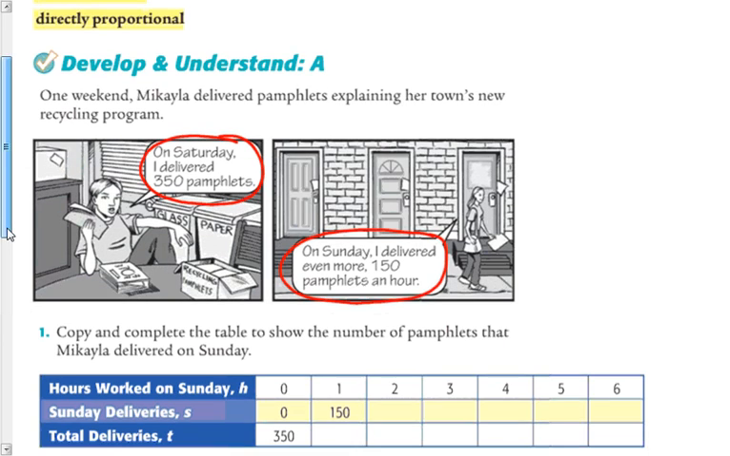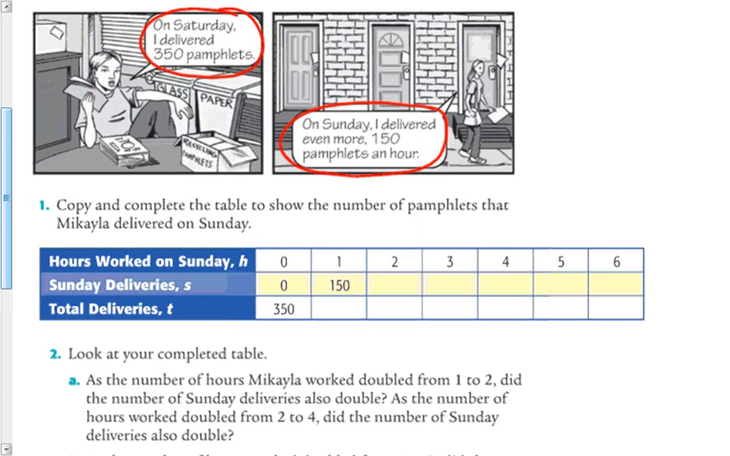So to complete this table, for Sunday, the day she just delivered 150 pamphlets an hour. So if we're talking about Sunday only, she started that day with 0 delivered on Sunday. And then every hour there's 150 more delivered, so I'm just going to keep adding 150. Or I can multiply the number of hours by 150. 4 times 150 is 600. 5 times 150 is 750. And so on.